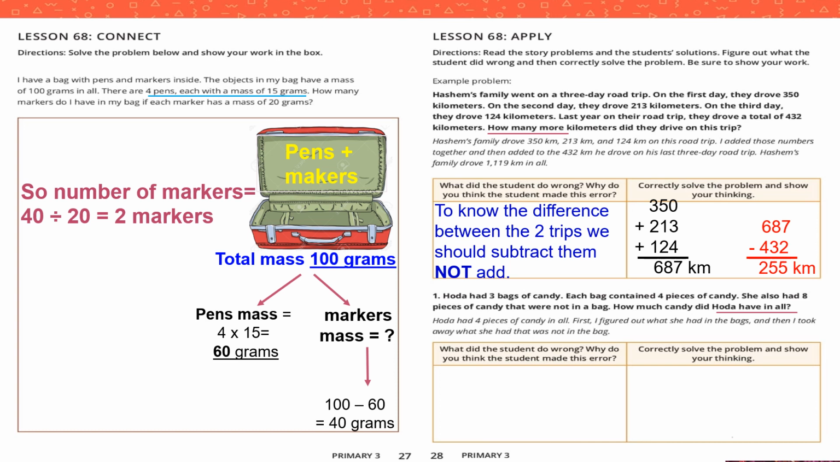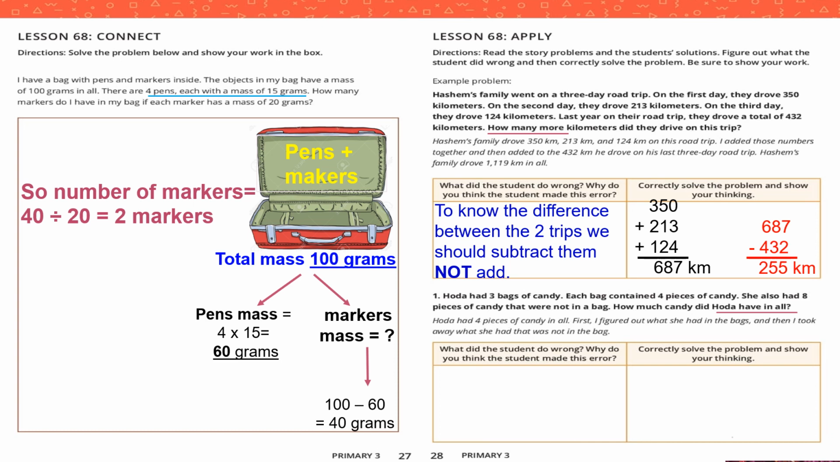Huda had 3 bags of candy. Each bag contained 4 pieces of candy. Also, she had 8 pieces of candy that were not in the bag.